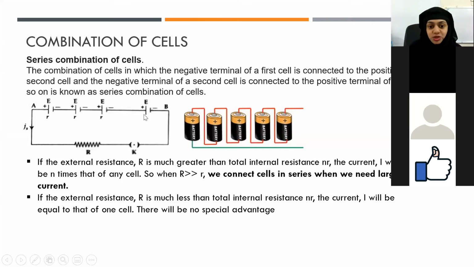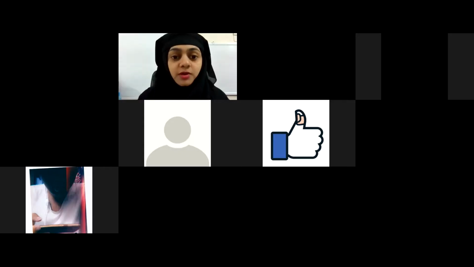So here, this shows the actual way when the cells are connected in series. Positive is connected to negative. Again, next positive is connected to negative. This is how we actually connect them in series. So let us see what will be the current drawn in this circuit when many cells are connected in series. So I would like to derive that equation. Look at the whiteboard while deriving that equation.